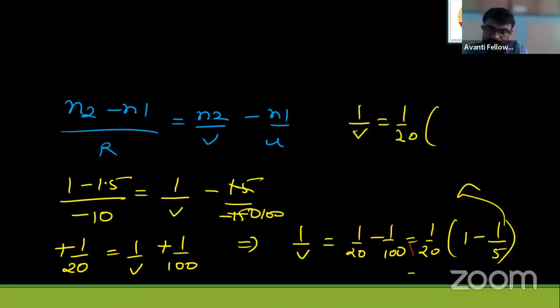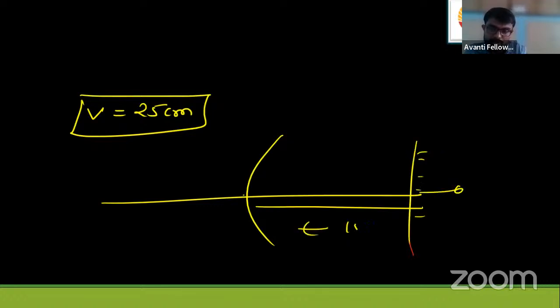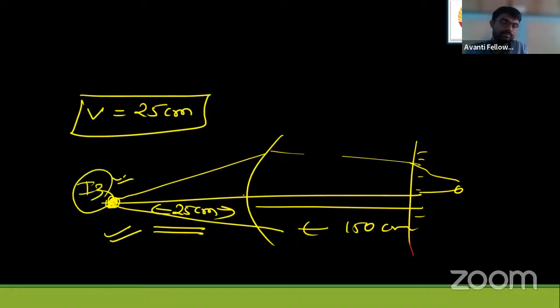Okay, so if you completely solve this, we'll get the final answer as 1 by 20, 4 by 5, 4 by 100. Okay, is it fine? This is 25. Who has given this answer? So finally you'll get I3 image at 25 centimeters distance. It means if the object is behind the mirror, like virtual 150 centimeters, the rays will be going like this, and finally you'll get the image at 25 centimeters. Final answer, I3 image. Fine, students.